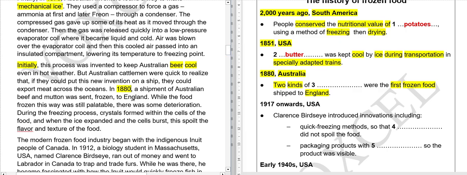1880. So here is 1880. In 1880, a shipment of Australian beef and mutton was sent. So one, two. There are two kinds. Sent frozen to England. So there is Australian word also. So I'll again, you know our ritual. I'm gonna give you 5 seconds to figure out the answer, and your 5 seconds start now. Okay, time's up. I hope you have figured out the answer.